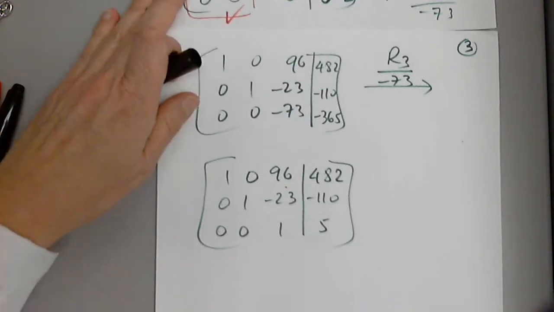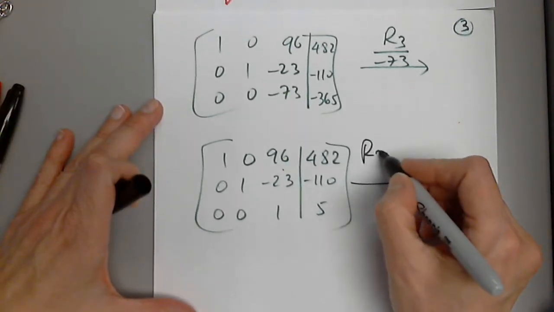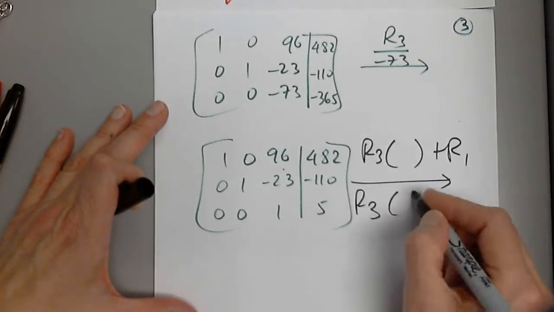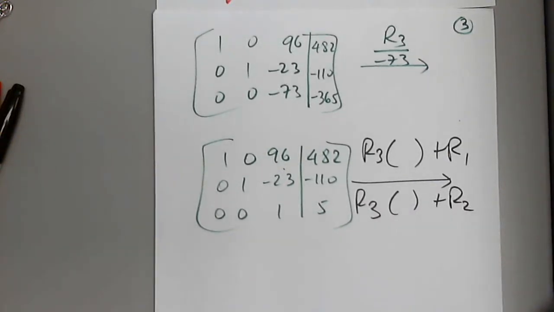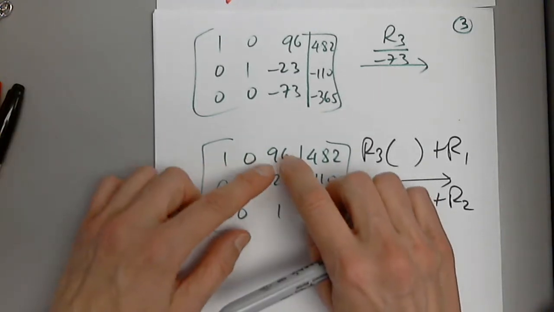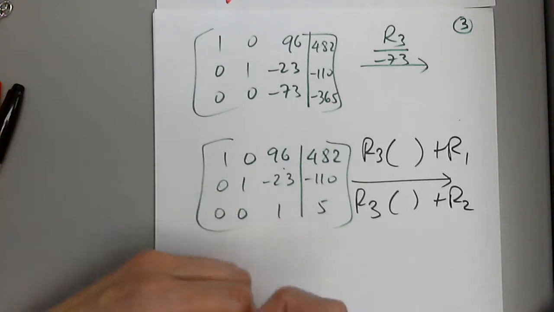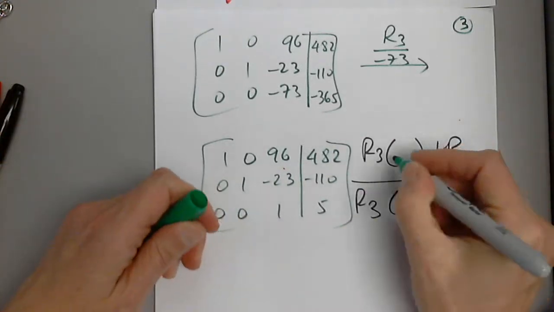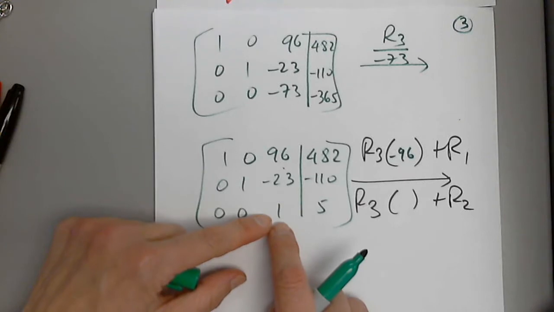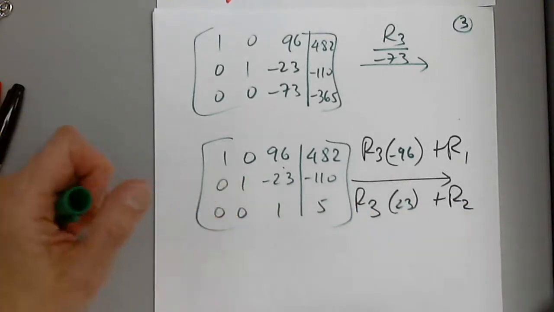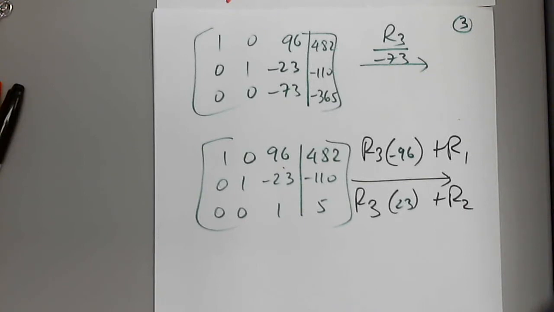Good. So now we are using row 3, multiplying it to add to row 1, and then row 3 multiplying it to add to row 2. And now let's decide what we need. In order to eliminate 96, what will I multiply row 3 by? Perfect. What do I multiply row 3 by to eliminate -23? That's it. So this should be the last step.